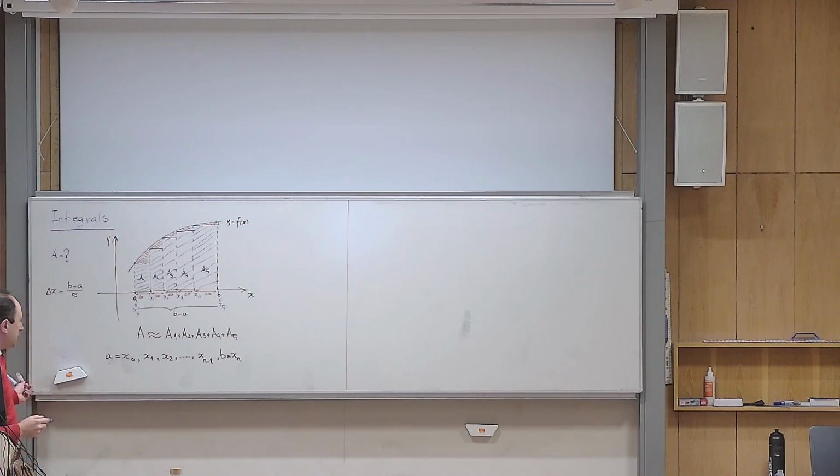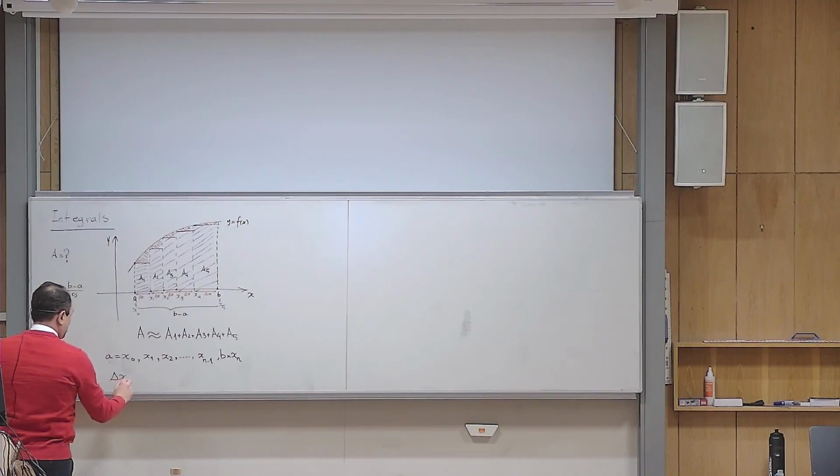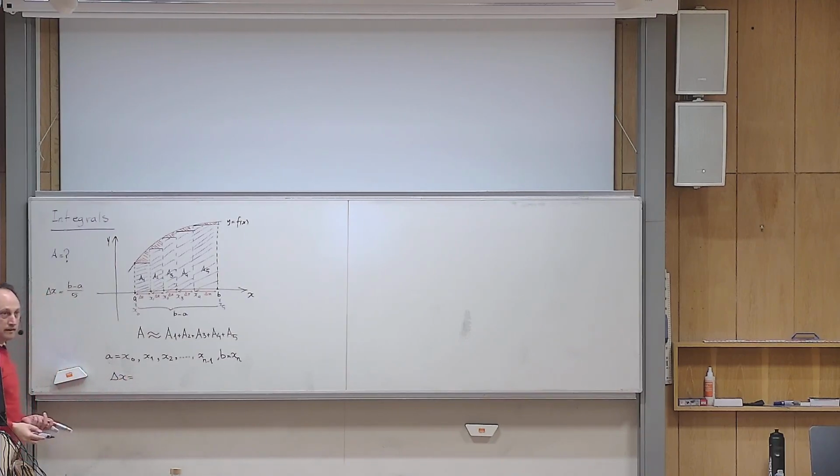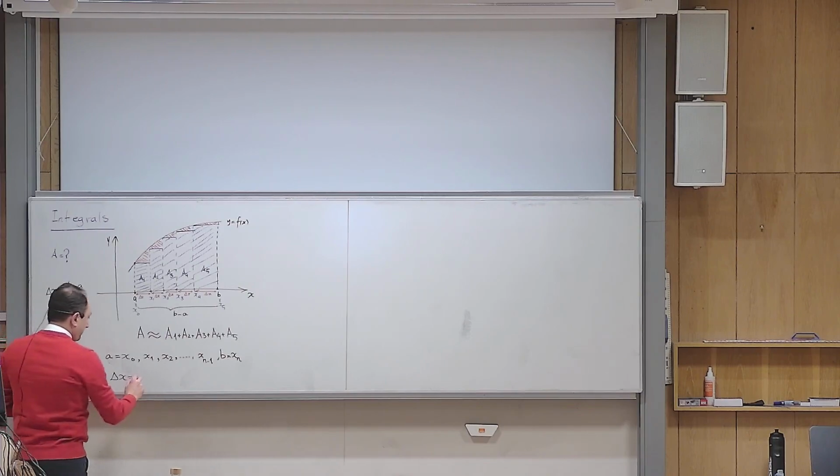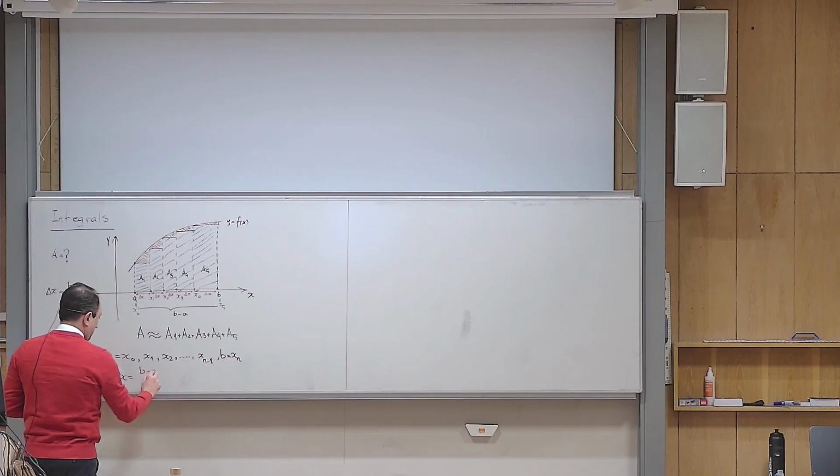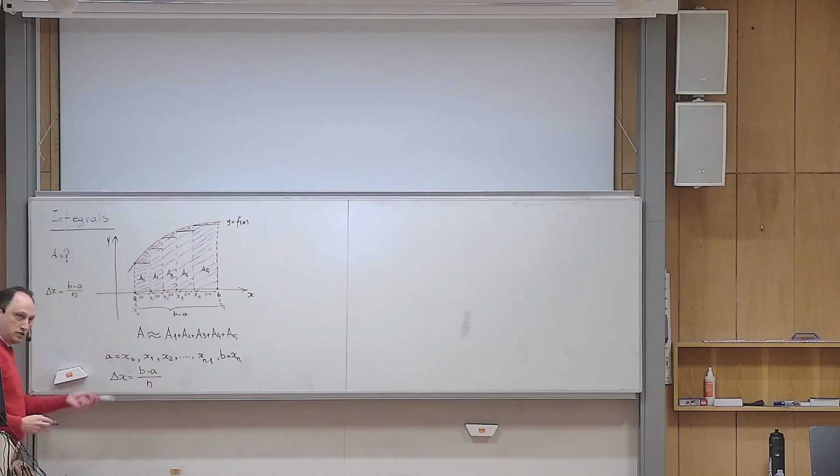But in the case that I have n subintervals, can you tell me what happens for my delta x? Hello? What happens? Yes? Isn't it just b minus a divided by n? N, yes. So that is delta x.